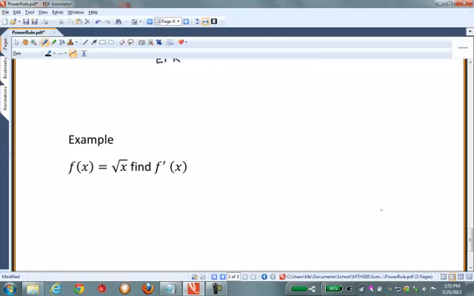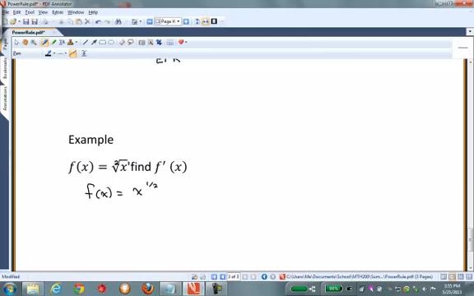Let's try one more. We've already taken this derivative, but let's do it now using our extended power rule. If f of x is square root of x, find f prime of x. Well, f of x can also be written as x raised to the power of 1/2. Notice we have a 1 in here. This is a square root, so the index, although it's understood, is 2. This would be x to this power: the numerator is the power, and the index of the radical is the denominator.